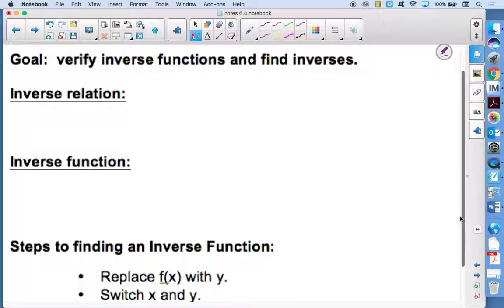So an inverse relation, not talking about inverse operations, but an inverse relation happens when we interchange the x and y variables.